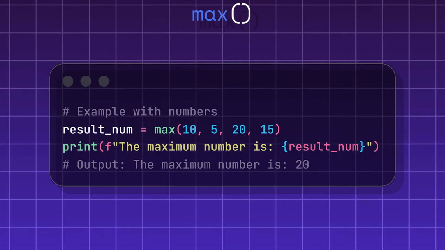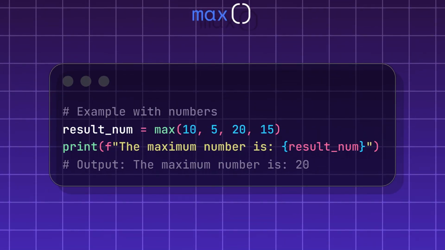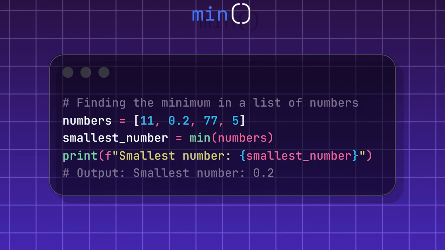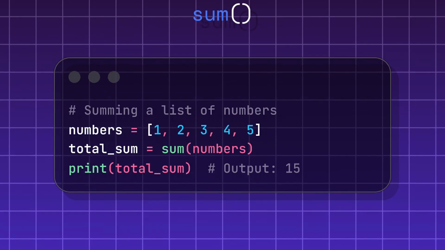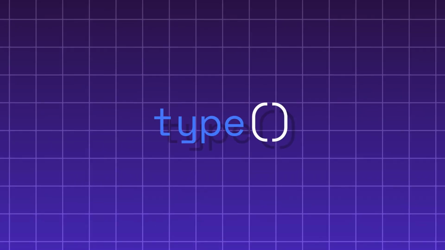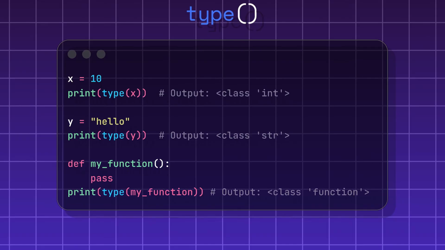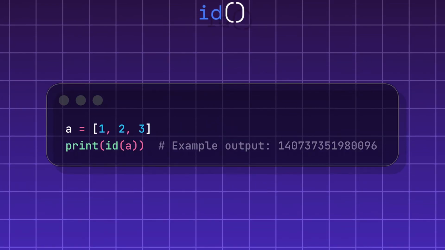Max finds the largest item in a list, tuple, set, or dictionary. Min finds the smallest item in a list, tuple, set, or dictionary. Sum adds up all numbers used as input. Code inspecting functions. Type tells you what data type an object is. ID gives you an object's unique ID number.